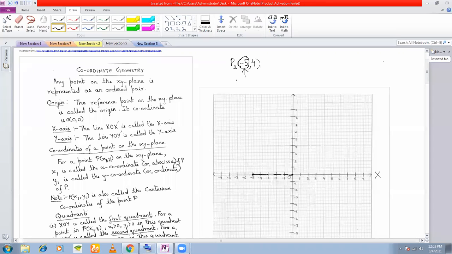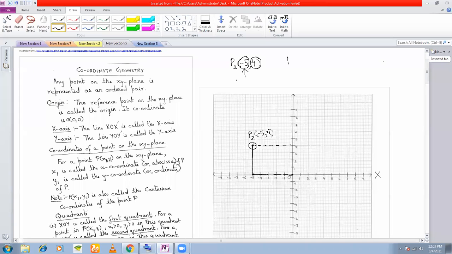Now, once I stop here, I look at the y coordinate. What is the y coordinate? 4. So from 5, now I'll start moving vertically. And I stop here at 4, right? See, I am stopping here at 4. So this is my point P2, (5, 4).